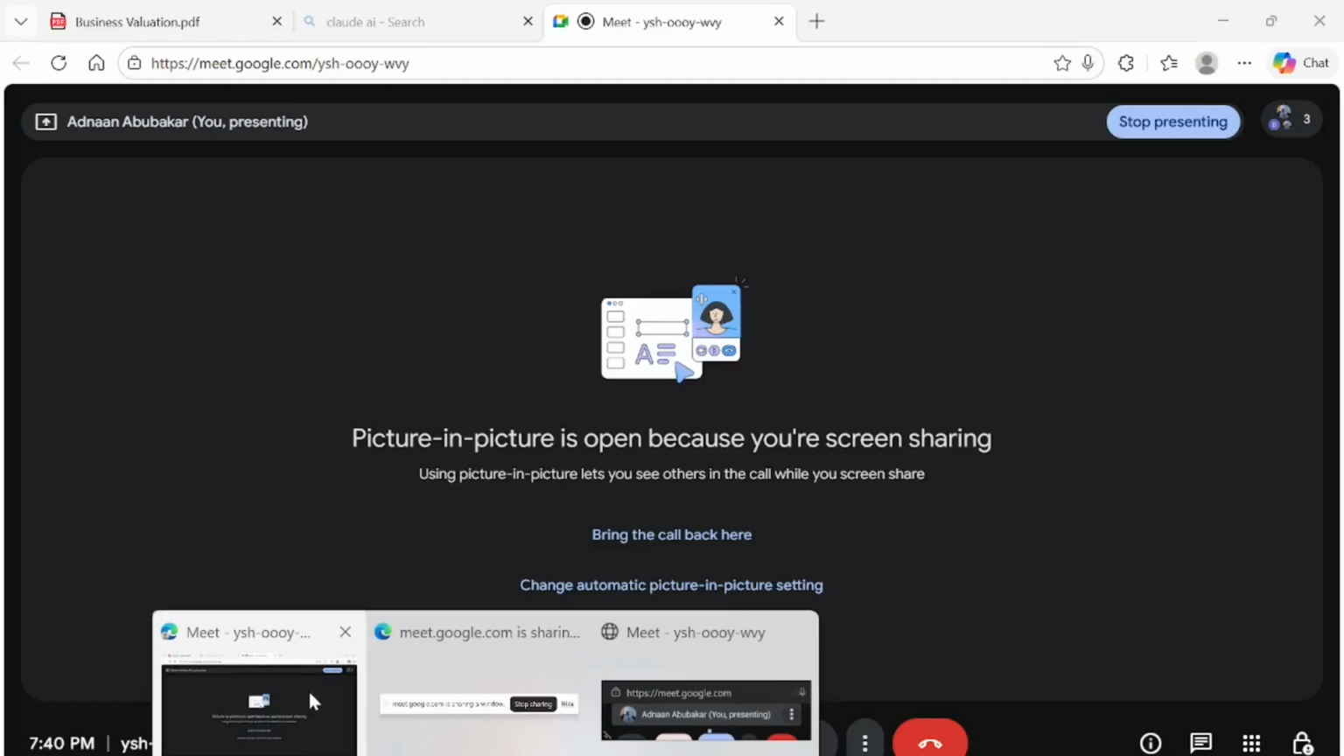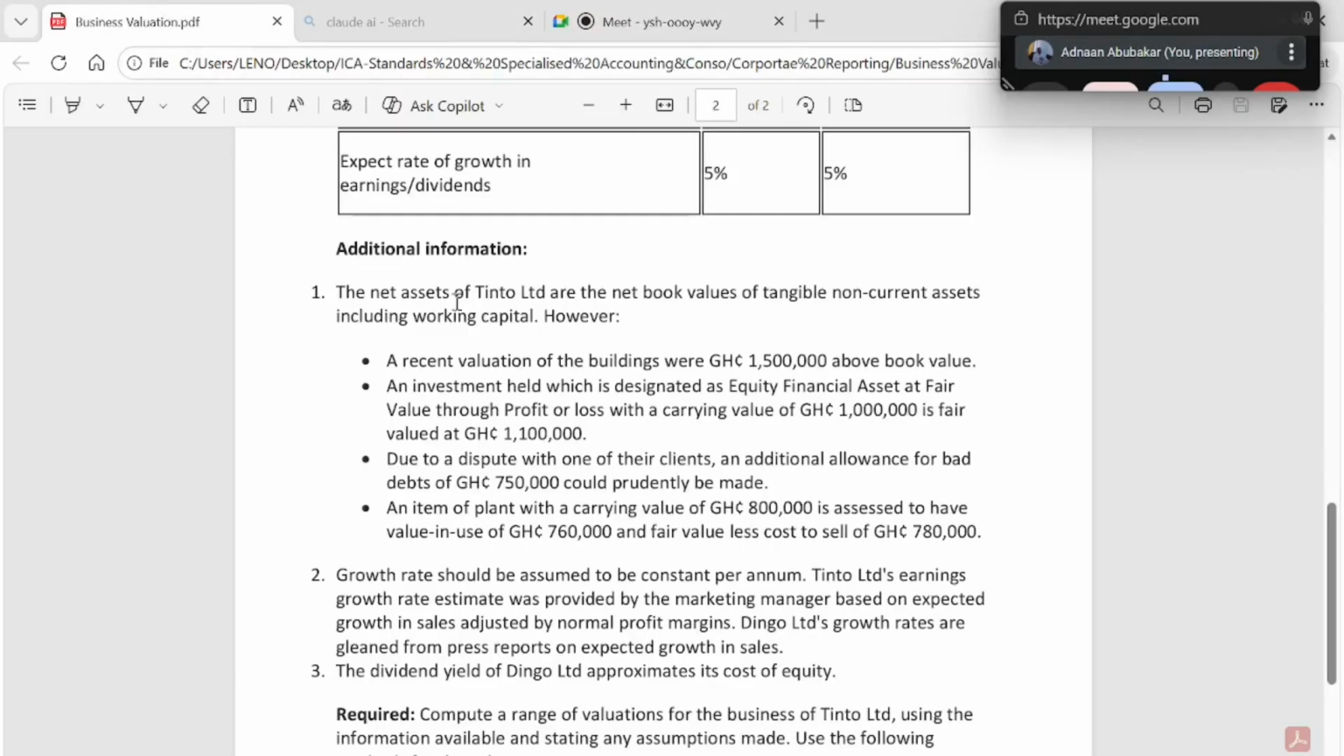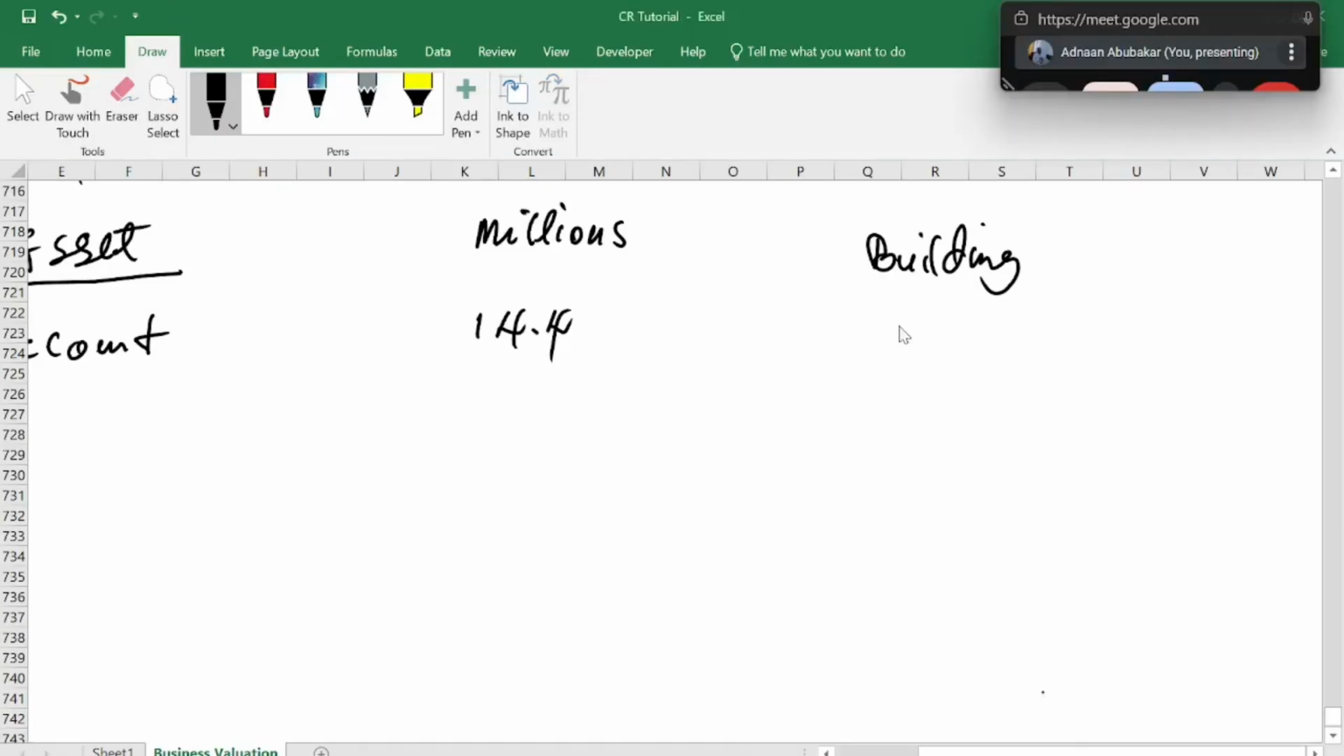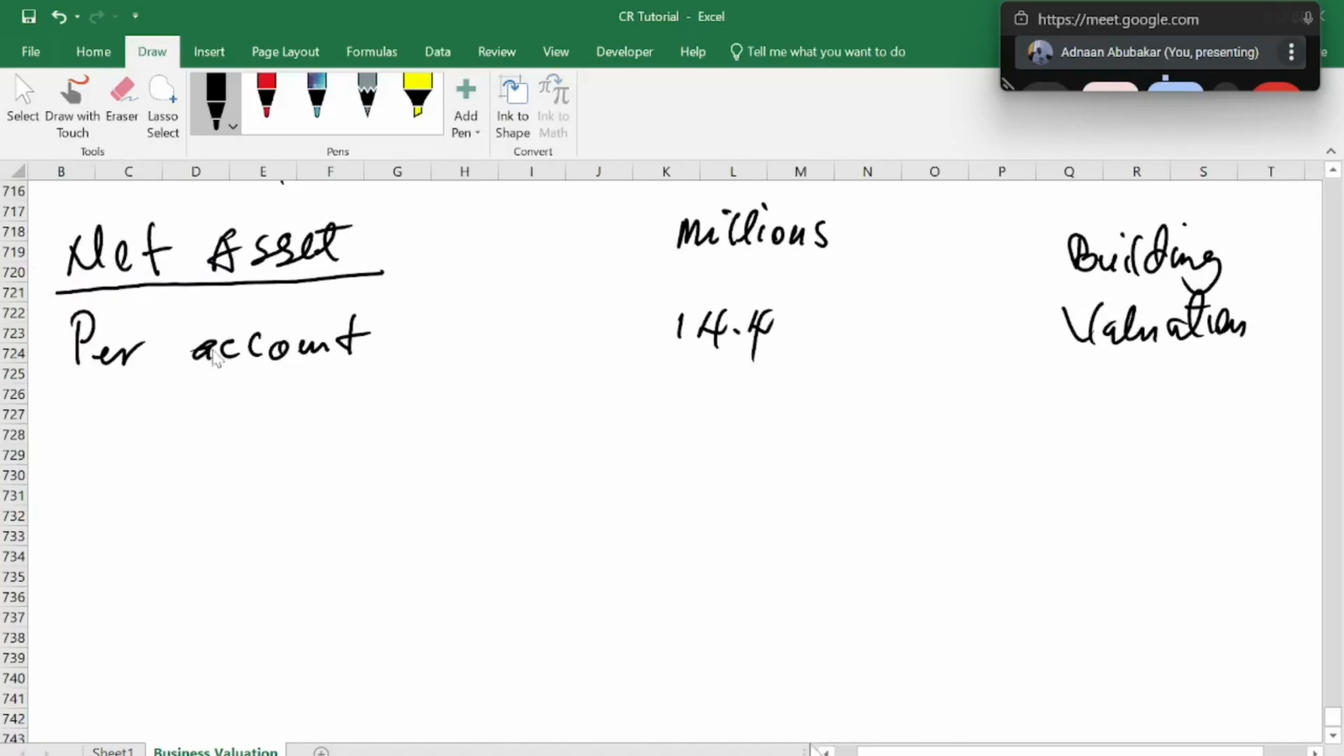which has a current amount. Valuation of the building was 1.5 million above book value. The book value, that is the current amount. So that is what we call valuation. So that asset, this building, is part of the net asset they've already calculated here.